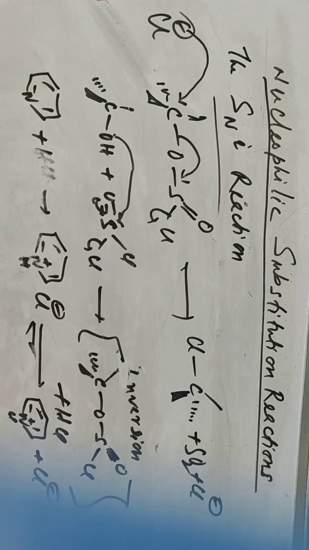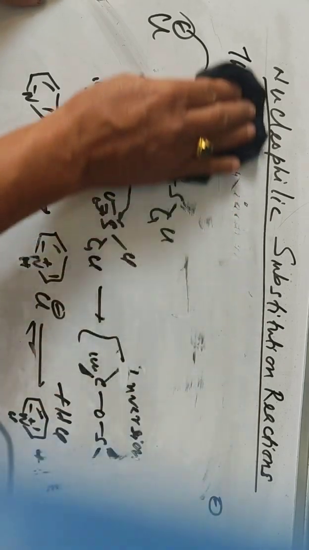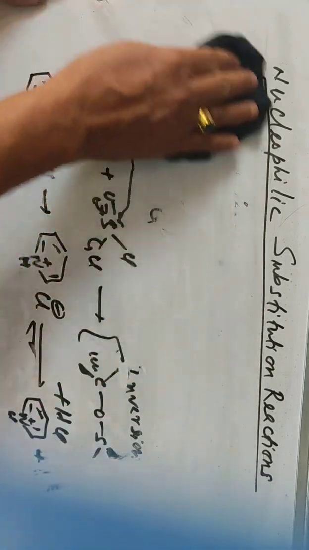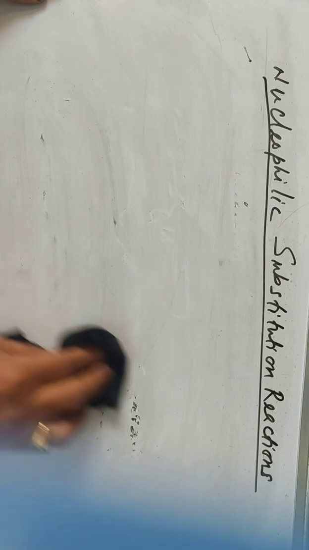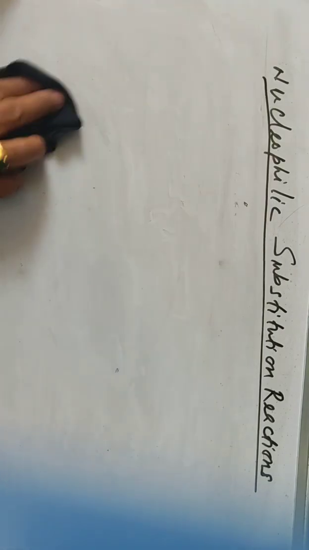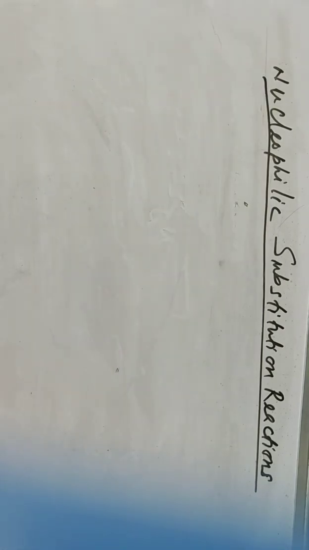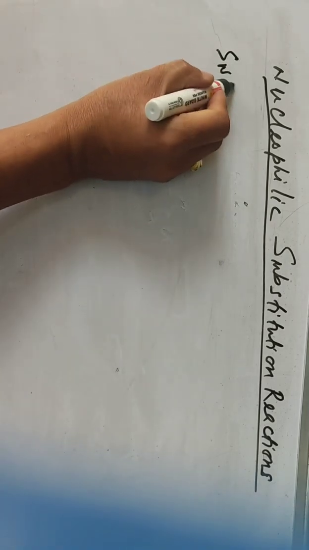So we can summarize: in the SN1 reaction without pyridine, retention of configuration takes place. With pyridine, inversion of configuration takes place. So we have different mechanisms for these reactions. So now let's compare this SN1, SN2 reaction. All the nucleophilic substitution in the case of aliphatic systems, we can summarize in the SN1, SN2 comparison.